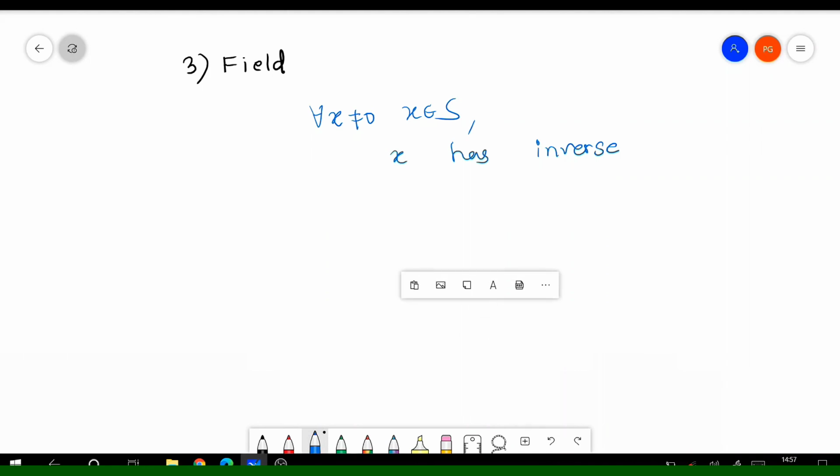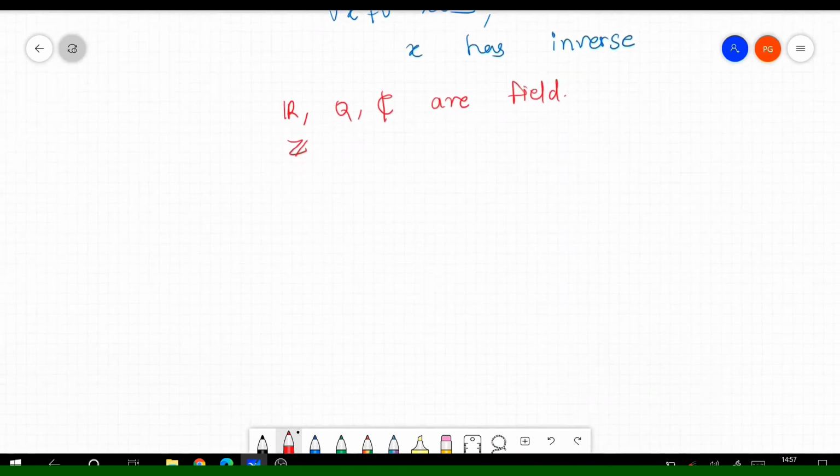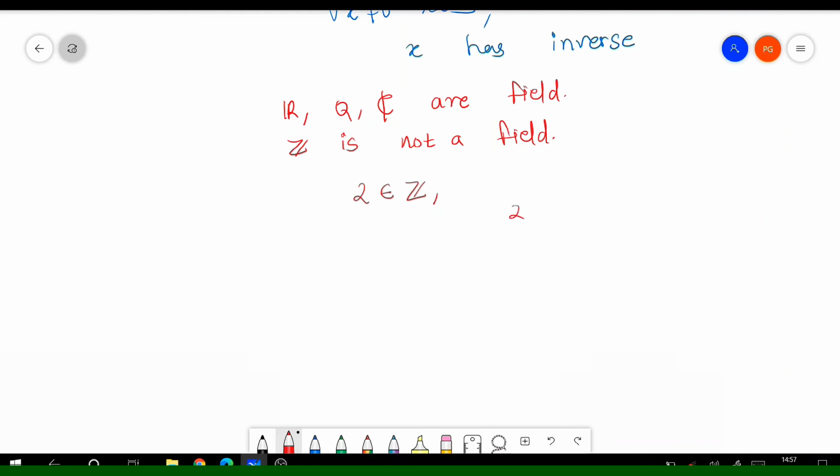So R is a field, we all know that. R, Q and complex numbers are fields, but Z is not a field. Why? Because consider one element, suppose 2 belongs to Z, but its inverse, that is 1 by 2, does not belong to Z, and hence Z is not a field.